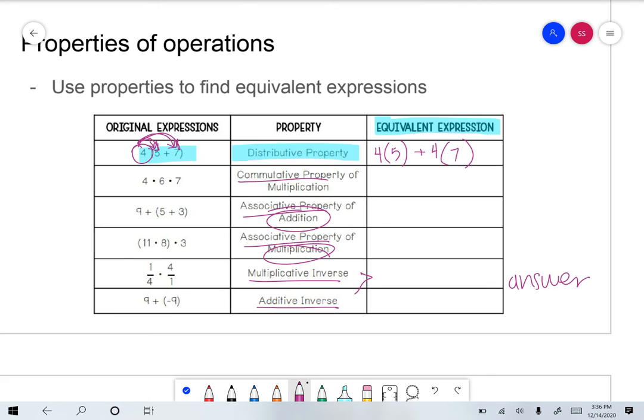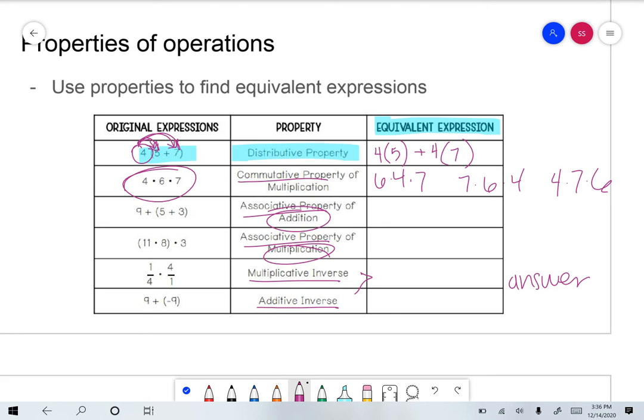Okay, hopefully you did those. Let's talk about it. Commutative property, again, we're reordering. So essentially, you can switch any of these. This one, you could have multiple answers. So you could switch the 6 and the 4. You could switch the 4 and the 7. You could switch the 6 and the 7. Or any combination of all of those. Okay, so multiple answers there.